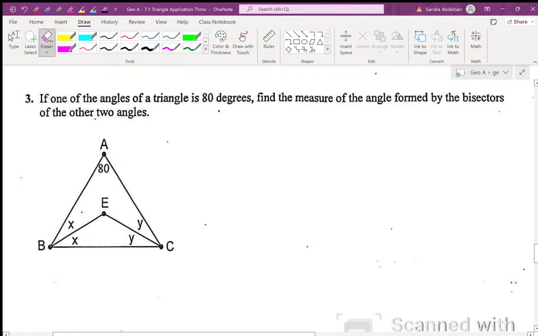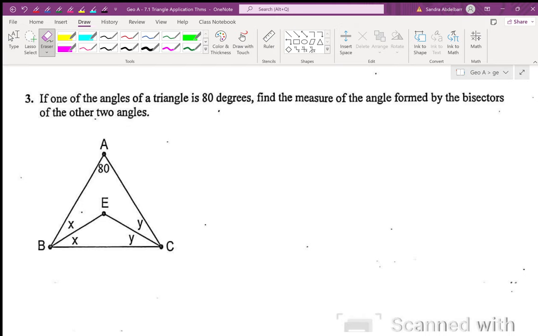So it says if one of the angles of a triangle is 80 degrees, find the measure of the angle formed by the bisectors of the other two angles. I was really nice because I gave you the diagram for this and I marked the diagram with variables for you. If this were on a test, would I do that? No, I wouldn't do that.